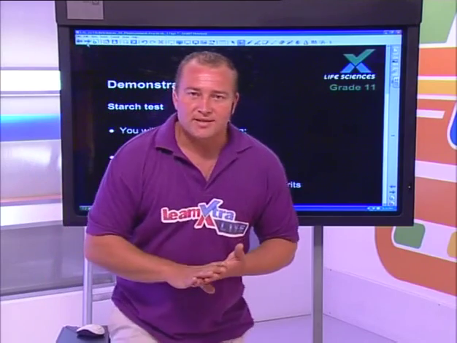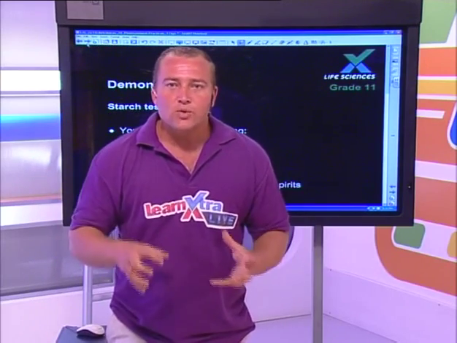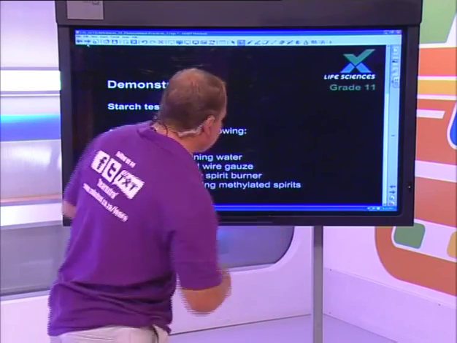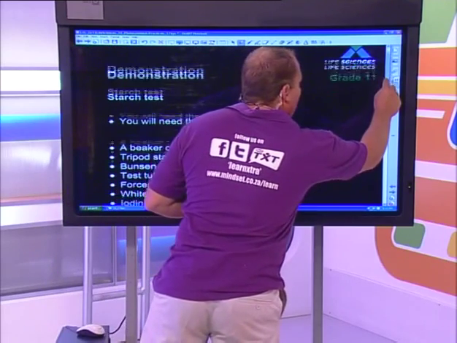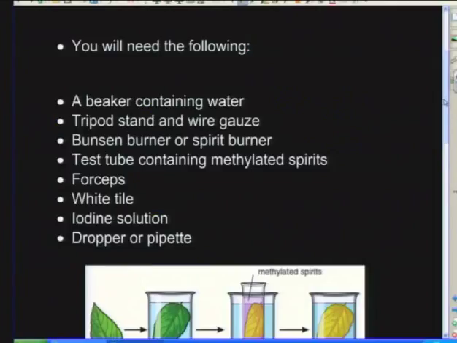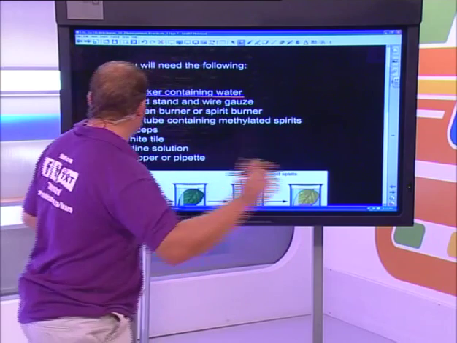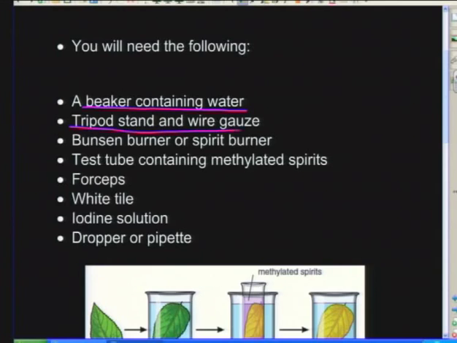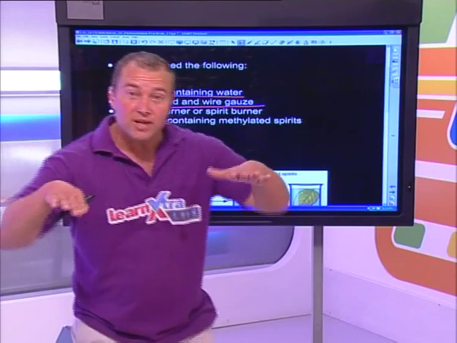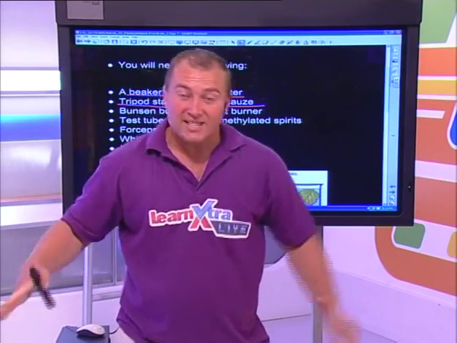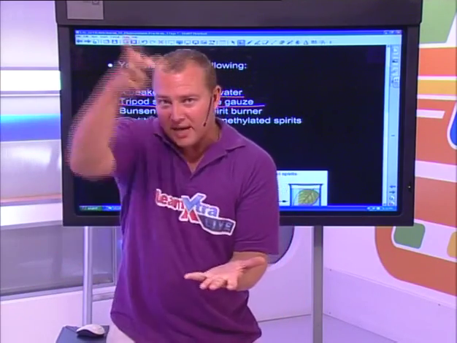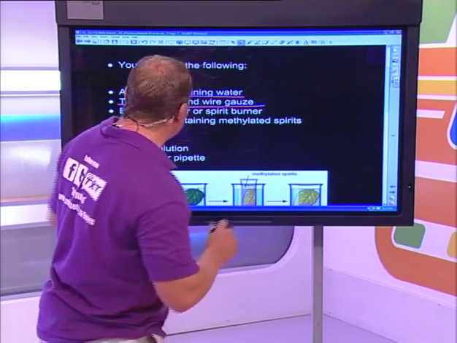The starch test. Now, everything we do with a starch test. Okay, so let's have a look. What do we need? Okay, we need a beaker. Okay, there it is. A beaker containing water. Now, remember in the beginning, I started off with something. We need a tripod stand and wire gauze. Remember, I put that big tripod thing out, right? And I put that wire gauze on top, and then I put the beaker on top. Can you remember that? We'll get back in a few minutes, right?